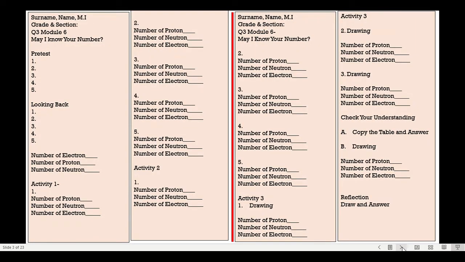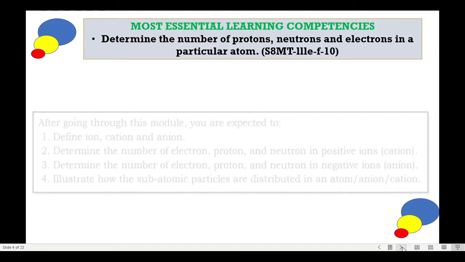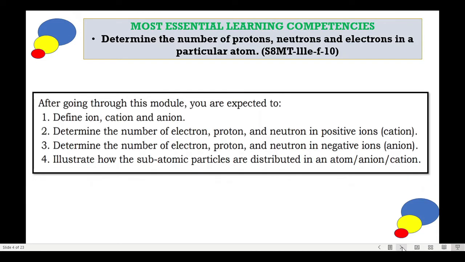Again, this is the pattern on how you're going to answer your modules, so please follow this. For our most essential learning competencies, we have to determine the number of protons, neutrons, and electrons in a particular atom. And these are the following objectives.